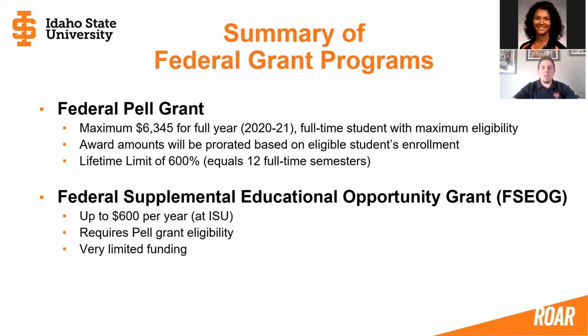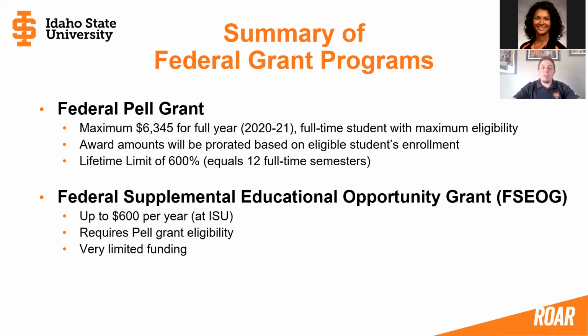And what that equals, 100% would be if you're going full-time for fall and full-time for spring, you're getting the full amount of Pell eligible. That's 100% of your eligibility. So you basically have 6 full-time fall-spring years that you can get Pell Grant eligibility from.